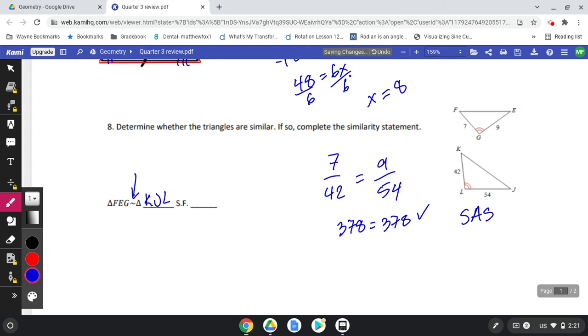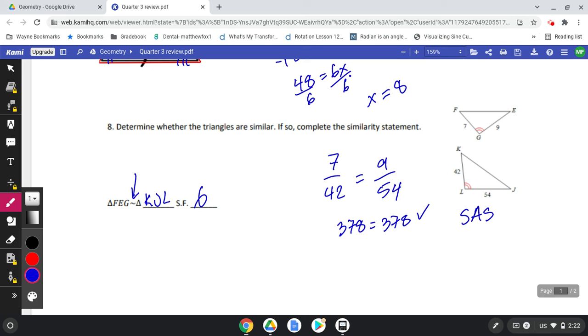Now, what's our scale factor? The scale factor from FEG to KLJ, it gets bigger, so it's going to be positive from small to big. From 7 times 6 gets us to 42, 9 times 6 to 54. So a scale factor of 6 there for us. All right. So it's been a minute since we've done that, but this was chapter 12.